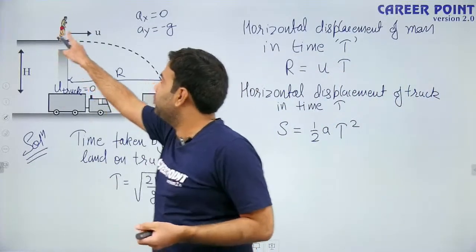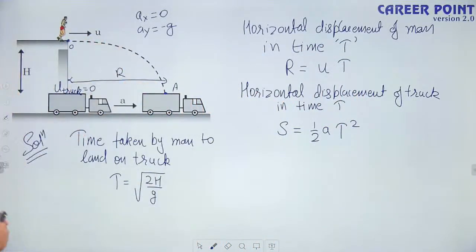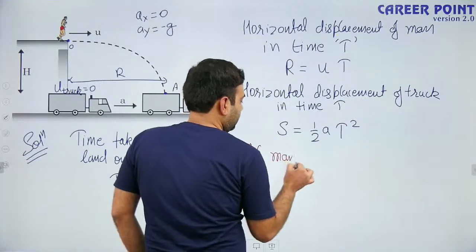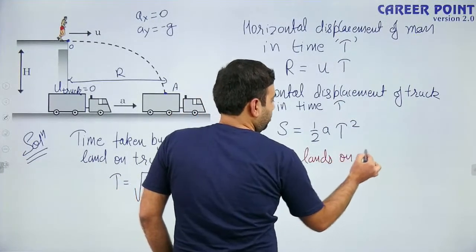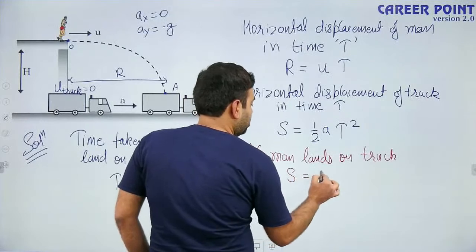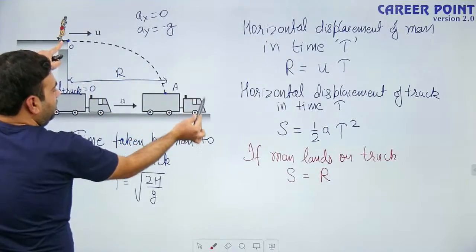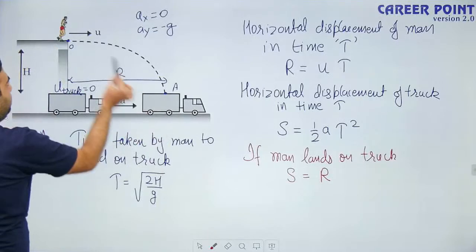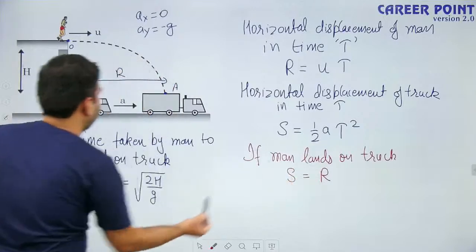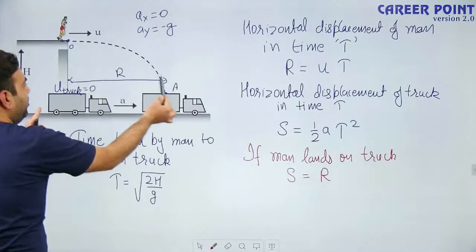If man lands on truck, in that case the horizontal displacement of truck should be equal to the horizontal displacement of man. Okay, when truck is here and man reaches at this point, he will not be able to land on the truck. If truck is here and man reaches at this point, he will fall on the ground. So if man lands on the truck, that means horizontal displacement of truck in time t should be same as the range, the distance traveled by the man.